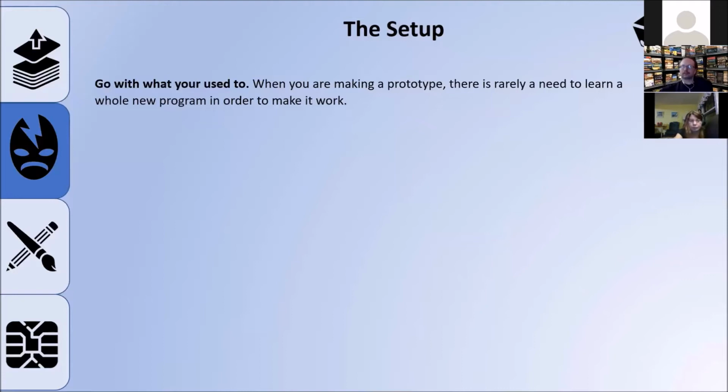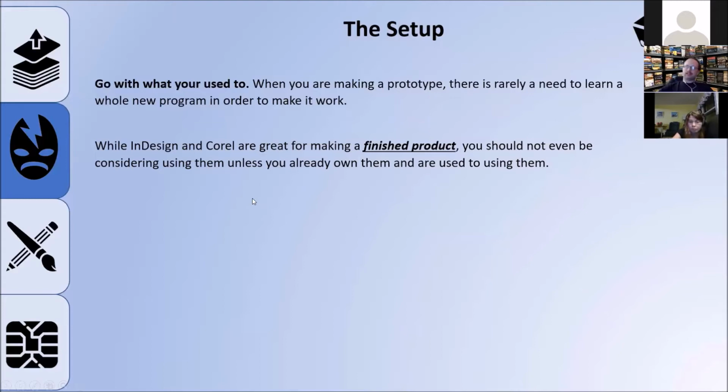So while programs like InDesign and Corel are absolutely great for making a finished product, and are things that I would say are almost needed to make your finished product, you're not making a finished product, so don't even consider them at this stage. In fact, when you get to the point of making a finished product, there are potentially other options out there available already. So InDesign, Corel, unless it's something that you use all the time already and you're already used to, don't even consider them. Take them completely off your list.